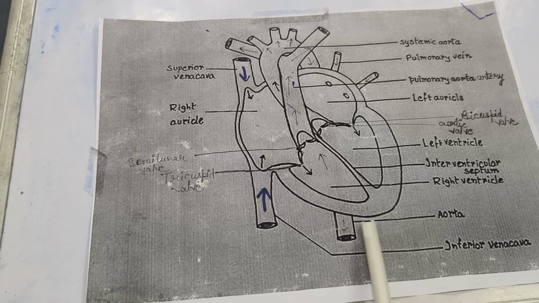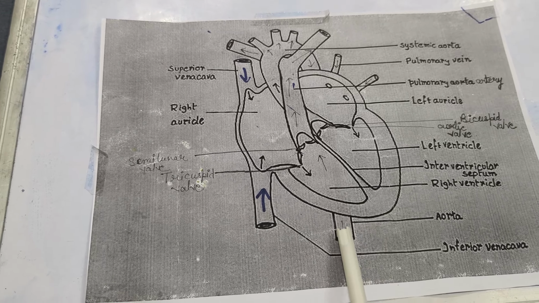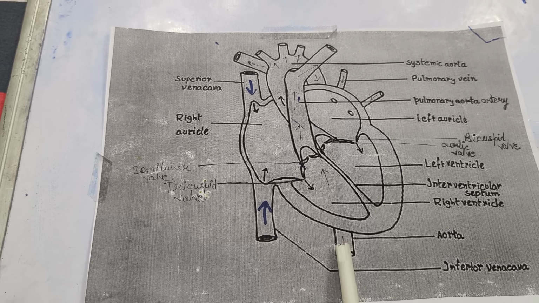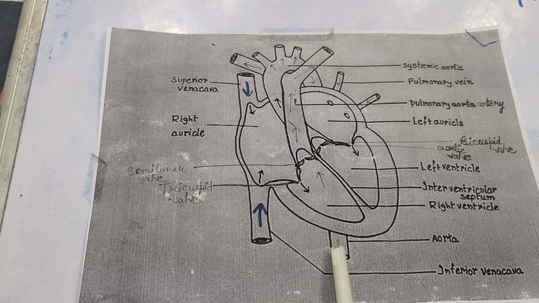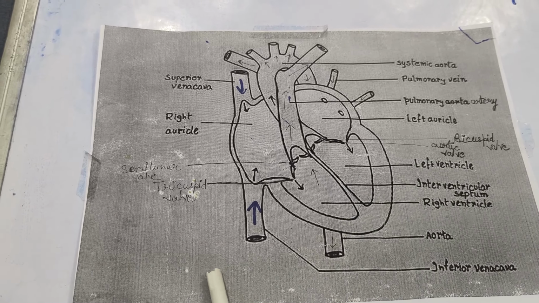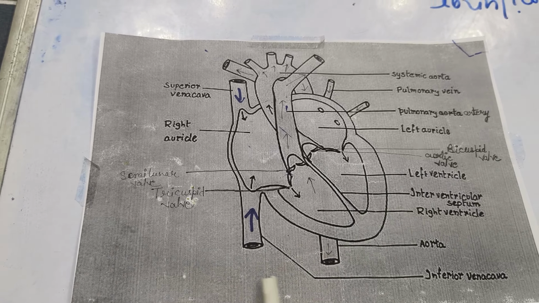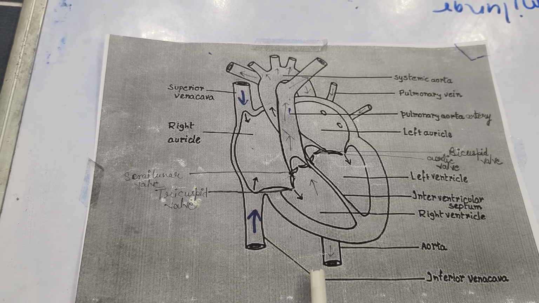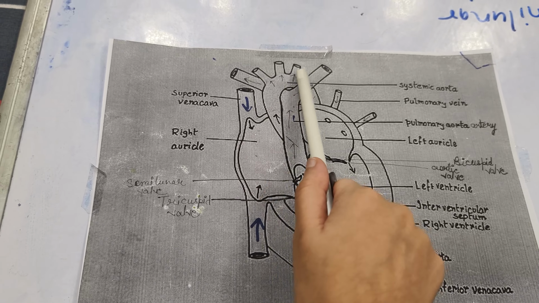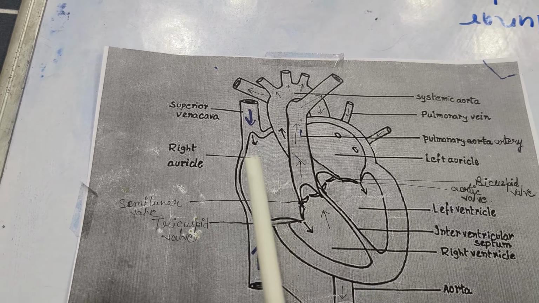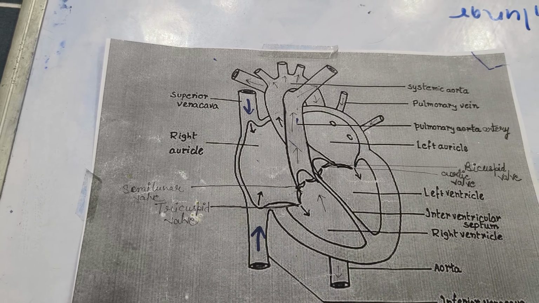Here, from this hole aorta passes the oxygenated blood, which means oxygen rich blood, to the lower parts of the body. It provides oxygenated blood to every lower part of the body, and these three holes pass the oxygenated blood to every upper part of the body.